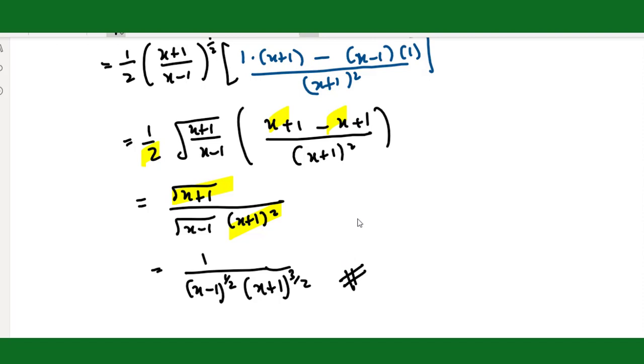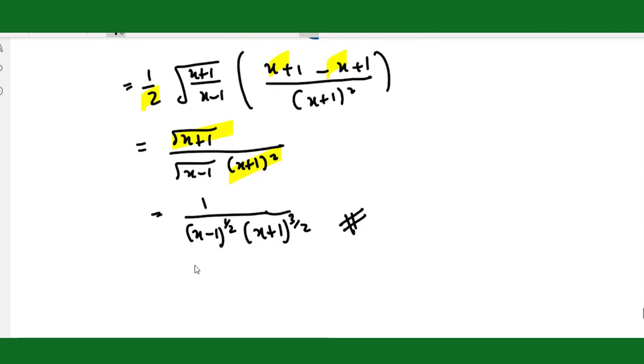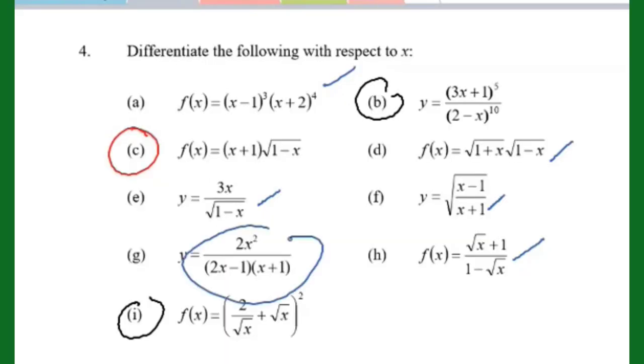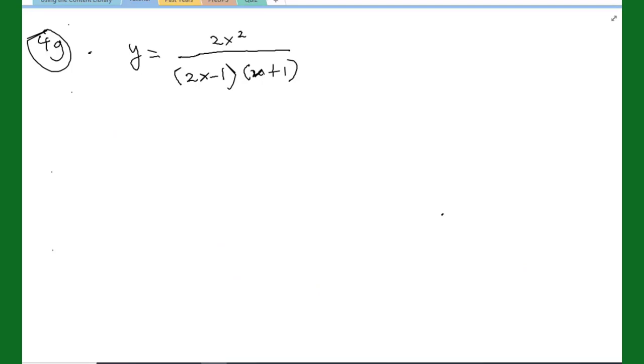Check the answer for 4F. Okay, settle. Or you may leave the answer in this form, x plus 1 cubed. This one mixes the product rule and the quotient rule. First, the quotient rule, and this one is the product rule. This one we take first. And u over v.